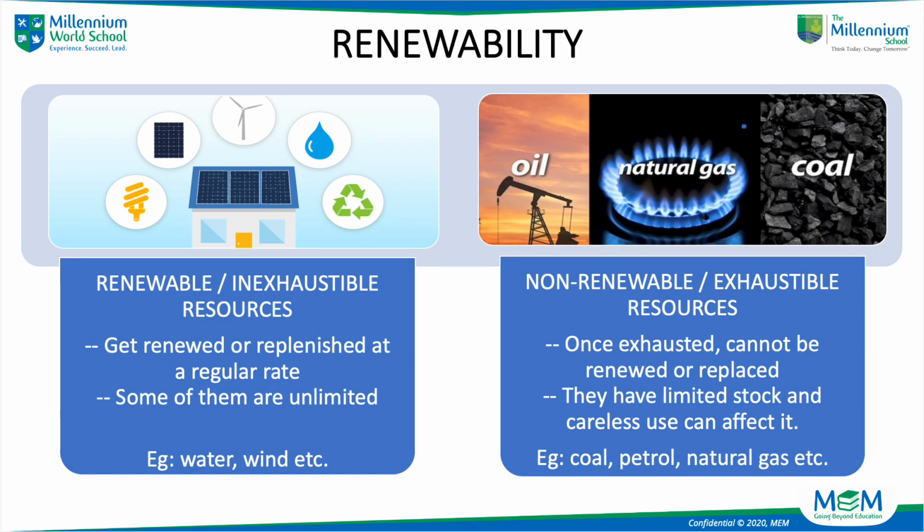On the basis of renewability, resources are classified into two: renewable and non-renewable. Renewable resources are also called inexhaustible resources. They get renewed or replenished at a regular rate, and some of them are unlimited. For example, water, wind, etc. Non-renewable resources are also known as exhaustible resources, meaning once they are exhausted, they cannot be renewed or replaced. They have limited stock and careless use can affect it. For example, coal, petrol, natural gas, etc.